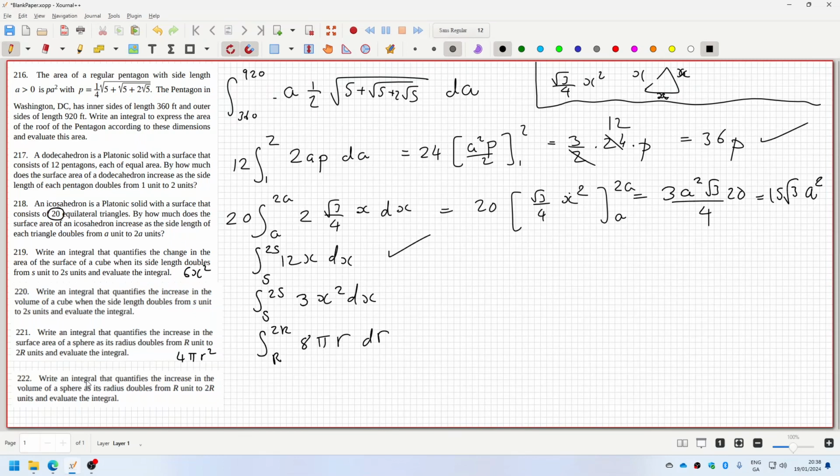Yep, okay. Write an integral that quantifies the increase in the volume of a sphere, which is 4 over 3 pi r cubed. As the radius doubles, that's r to 2r, and then bring down the 4 pi r squared dr. I don't have the answer at the back for that one. Okay, that's another batch of questions done for today. Let's wrap it up there. Hopefully those even questions are correct. Maybe I'll just have a quick check before I close it.